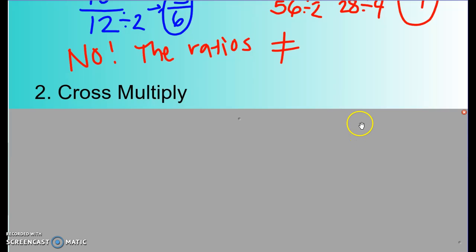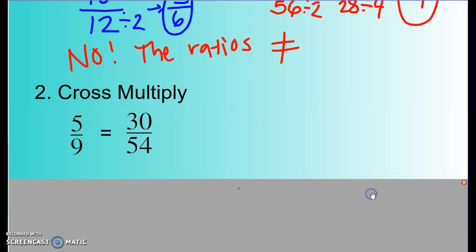So option number 2 is to cross multiply, and I'm going to show you how to do that with this set of ratios. So this would be the first example. We have the ratio 5 to 9, and then 30 to 54. And when we cross multiply here, it's pretty cool because just the name of the method kind of tells you what to do. We're going to use multiplication, and we're going to make a cross between the two numbers.